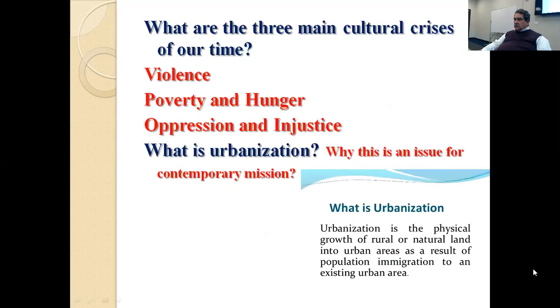Now, let's... Why did the churches leave? Because people left. Because those areas became unsafe, with problems of crime and gangs. Then if you are sending your kids to public school, I would never send my kids.